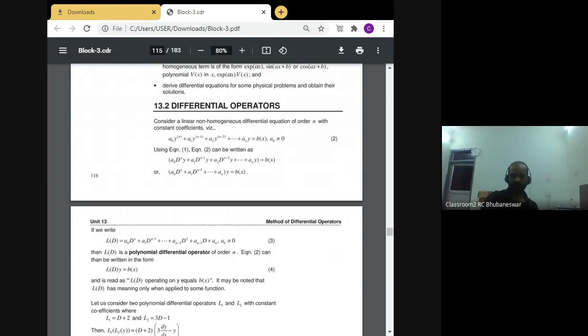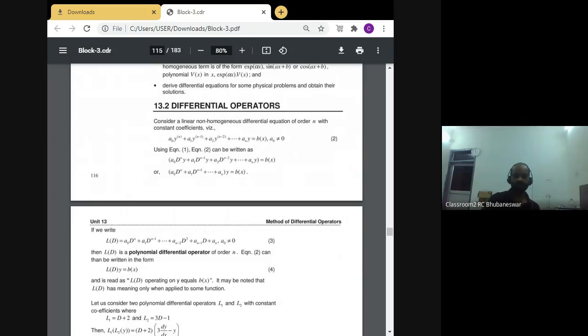So now the left-hand side can be expressed by taking common the unknown function, or the dependent variable y, in the left-hand side. By taking common y, the expression inside the parenthesis is an operator. That operator can be expressed in the form of capital LD, and this particular operator is known as a polynomial differential operator of order n, because this LD looks like a polynomial of degree n.